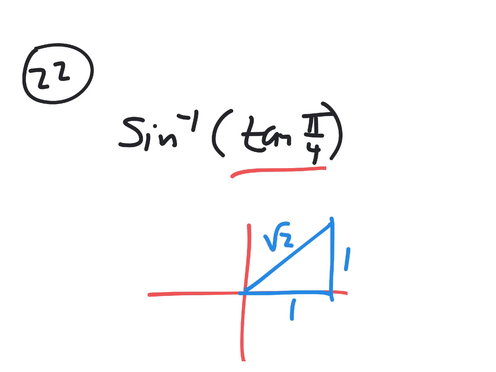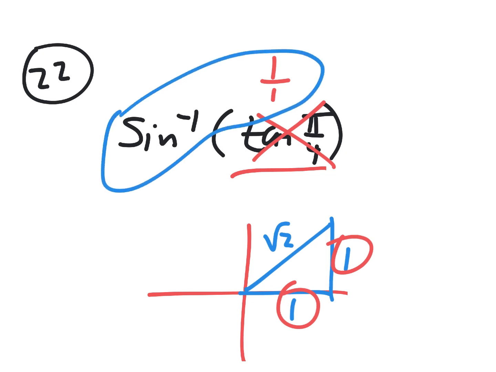Then I go tangent of it, TOA, opposite over adjacent. Oh, so tangent of that is 1 over 1. So I'm done with this part, and it is just 1, or I could say 1 over 1. Now, relook at your problem. Do you get that it's an inverse sine question?